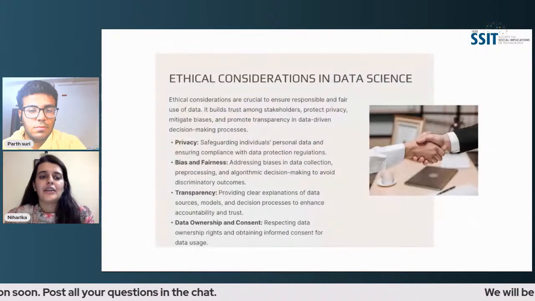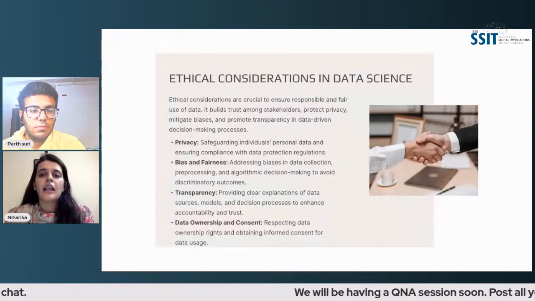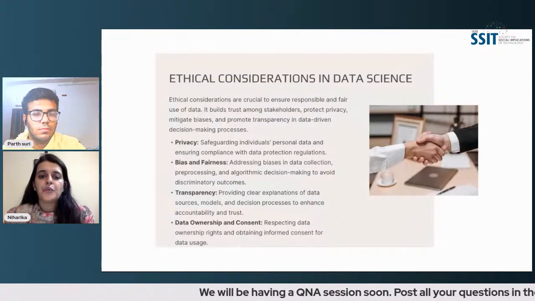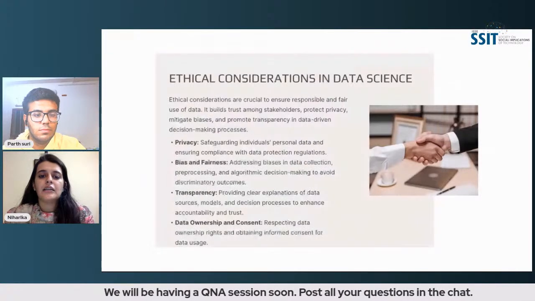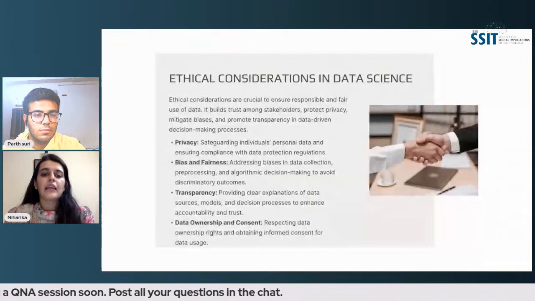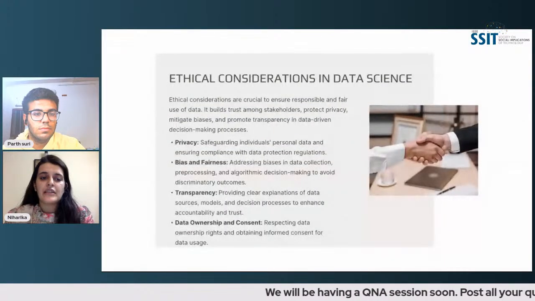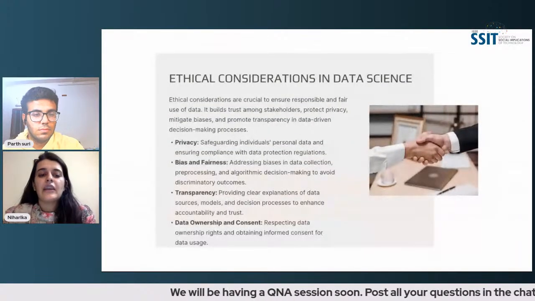Last but not the least, ethical considerations are really important when dealing with data. If you are new to data, you must know that it is crucial to ensure responsible and fair use of data. It will help you build trust among customers, even stakeholders, and protect their privacy. So the first one we have is privacy.